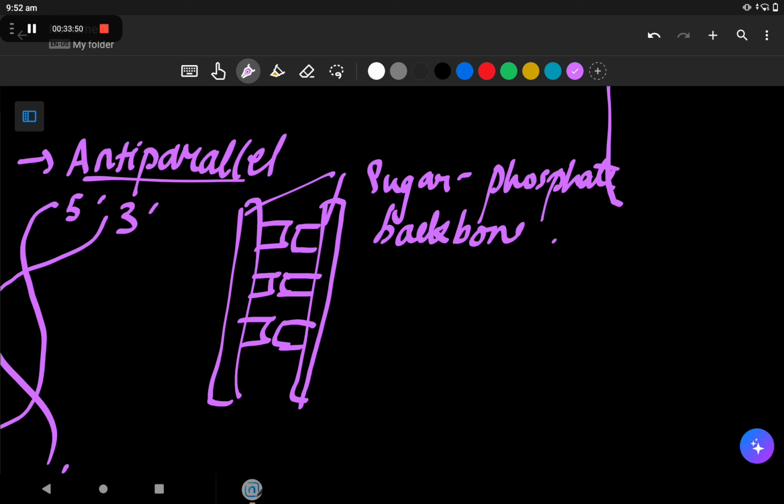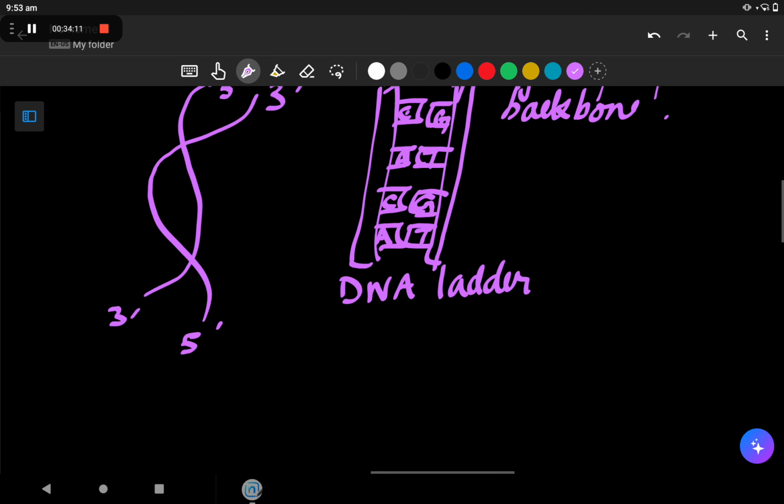Cytosine, guanine. If cytosine is there, it will bind with guanine as I told. Adenine is there with thymine. Cytosine, guanine. Adenine, thymine. Like this it will get connected. So, anti-parallelly it will get arranged. This is the DNA ladder. Later it starts coiling and will form like this. This is how the DNA structure looks like.